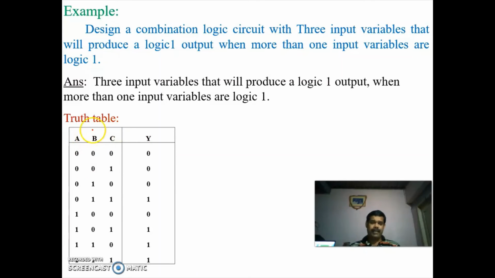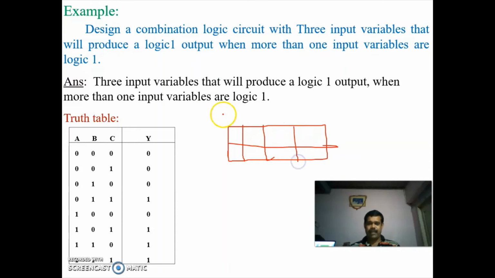So how many input variables are you having? You are having three input variables. So you have to draw a three variable K map. So this is the three variable K map. The input variables are A, B and C.